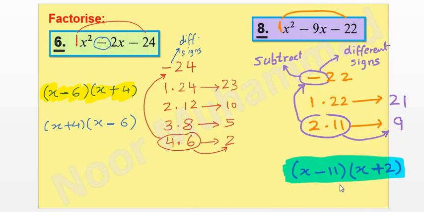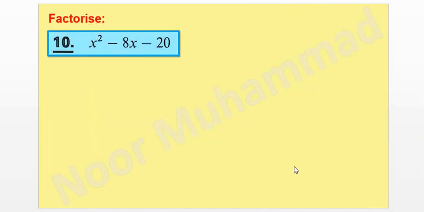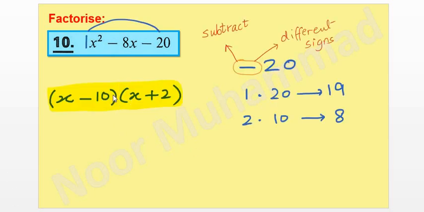So here is the answer, students. Clearly you can see 2 times 11 was giving us 22, and if I subtract it, it gives me 9, the middle term, and then the rest of the steps you know. The last question, I want you to solve one more on your own, and then play the video to check your answer. So here is the answer for question number 10.